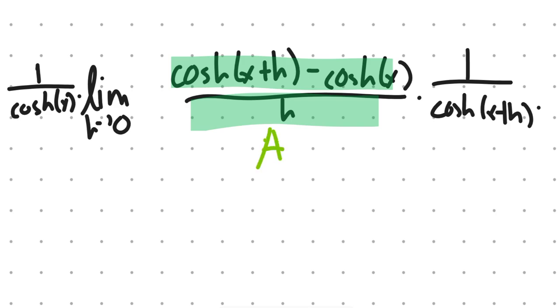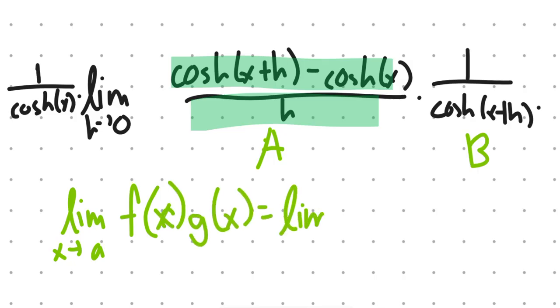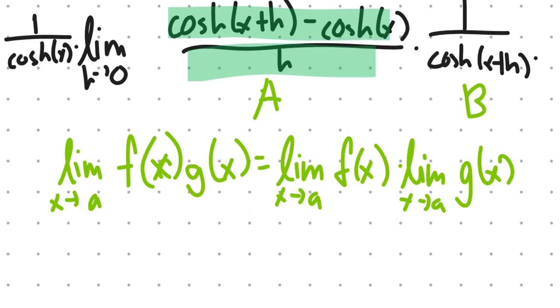Let's say this is a, and let's say this is b. It states that if we have the limit as x approaches a of f of x times g of x, then it is the limit as x approaches a of f of x times the limit as x approaches a of g of x. So since we have this property, or principle, of this limit, we're just going to write it as follows.